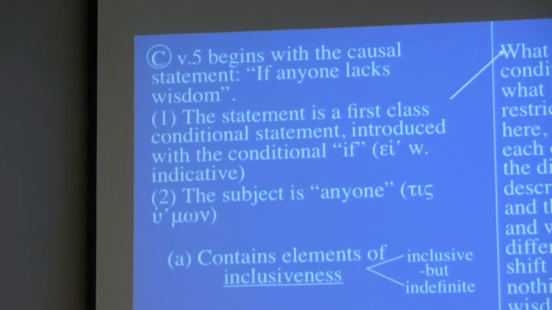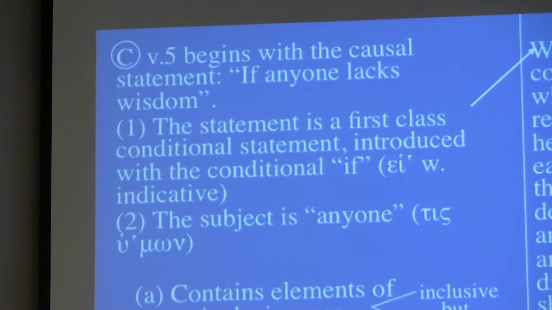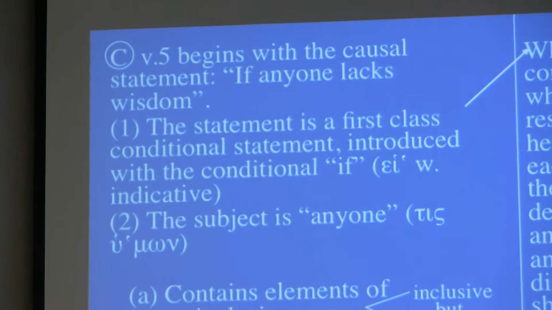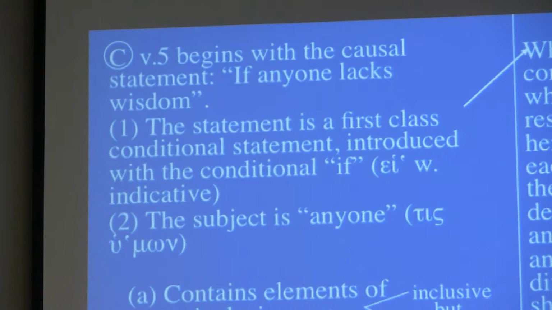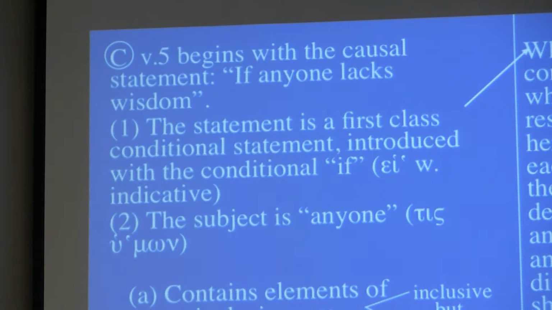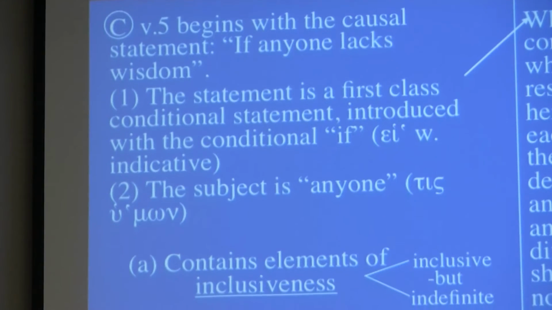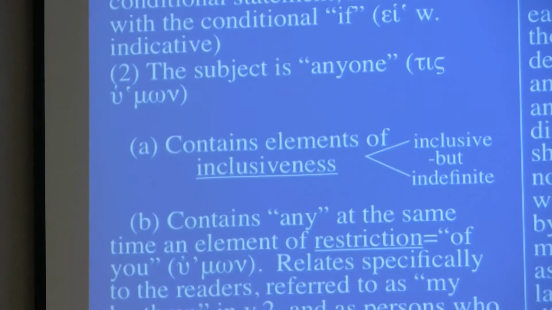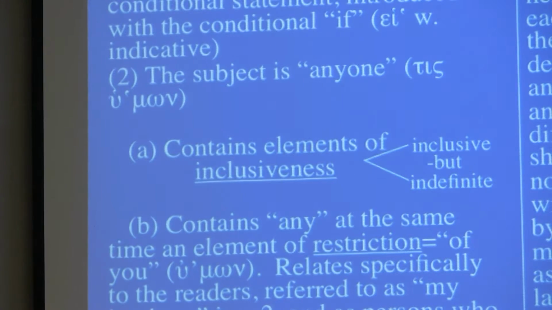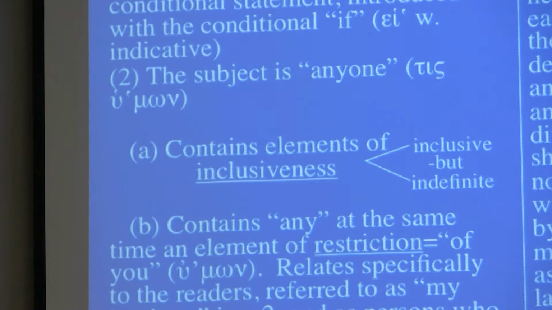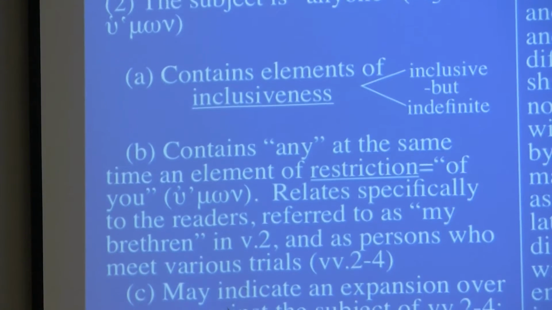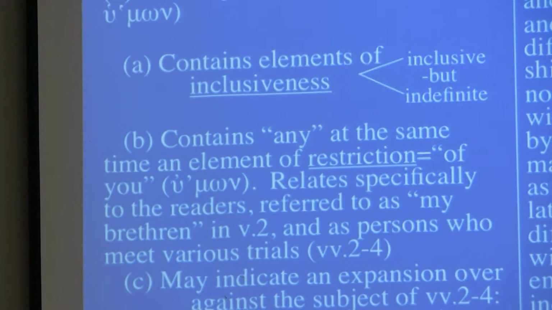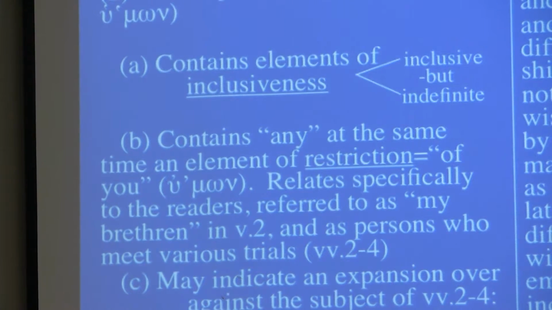He goes ahead then with the subject, which is anyone. We note any one of you. This contains really elements of inclusiveness. If any of you lacks wisdom, so it's inclusive in scope. It contains, of course, the word any. But at the same time, there's an element of restriction here. If any of you lacks wisdom.